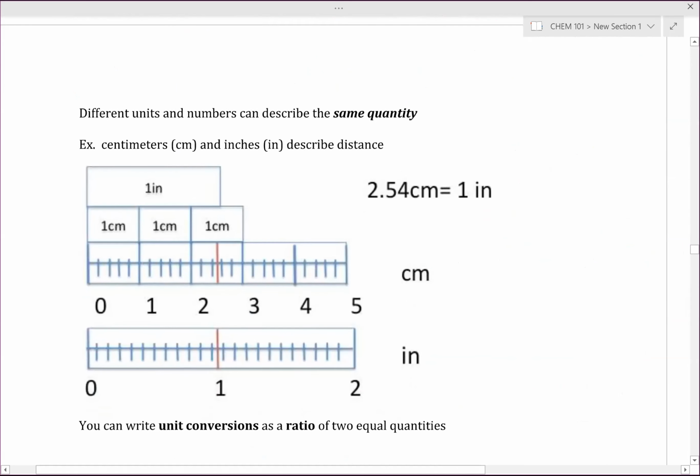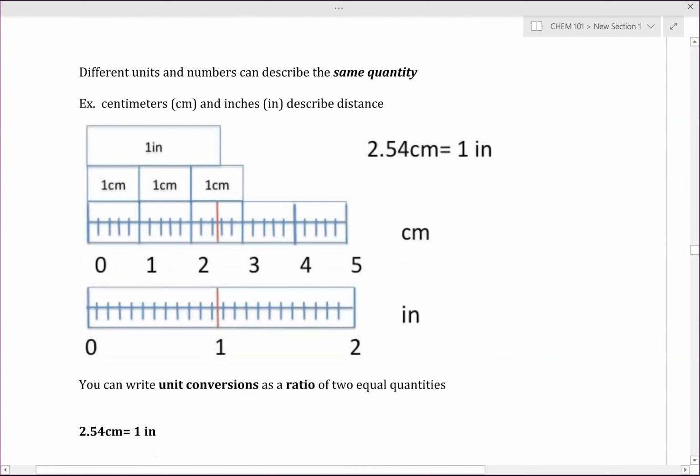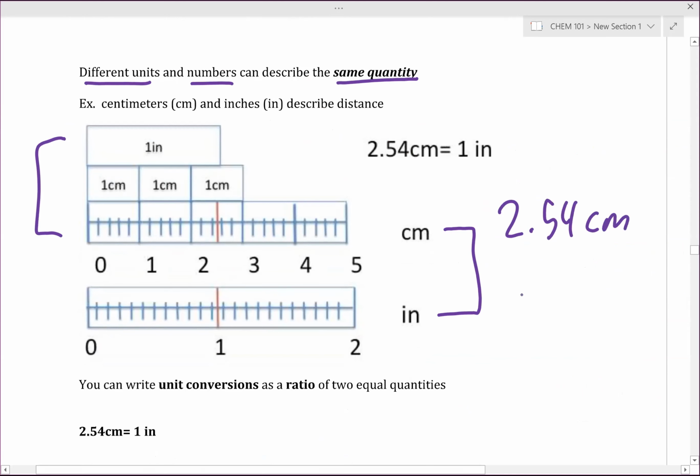Now, here's a key fundamental concept, and this is the basis for unit conversions. And let me switch to a different pen color for this. Different units and numbers can describe the same quantity. For example, in the following picture, we are comparing centimeters and inches. So if we look at centimeters and we compare the quantity of 2.54 centimeters to the quantity of 1 inch, looking at the red line, are these two quantities describing the same distance in our physical world?